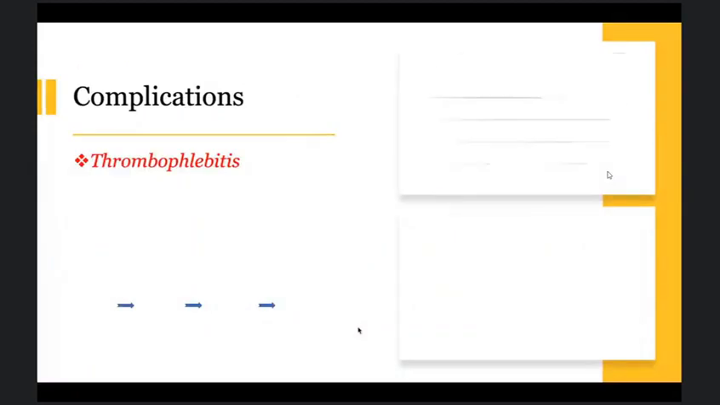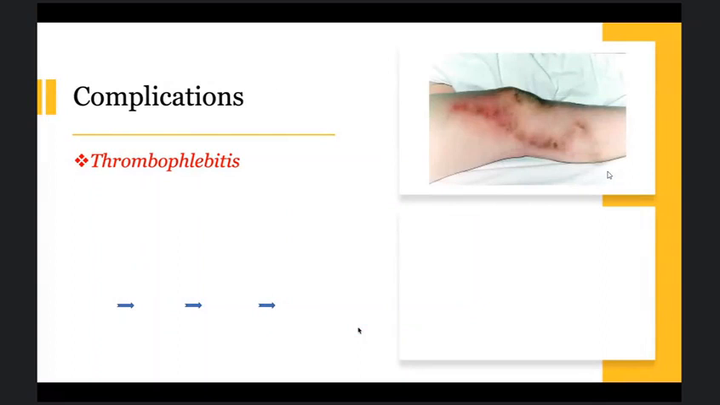Now, complications of varicose veins. The common and first complication of varicose veins is thrombophlebitis, that is to say, thrombosis and inflammation of the varicose veins. This is the most common complication. Black to brown discoloration due to hemosiderin from the RBC breakdown, hemosiderin deposition.